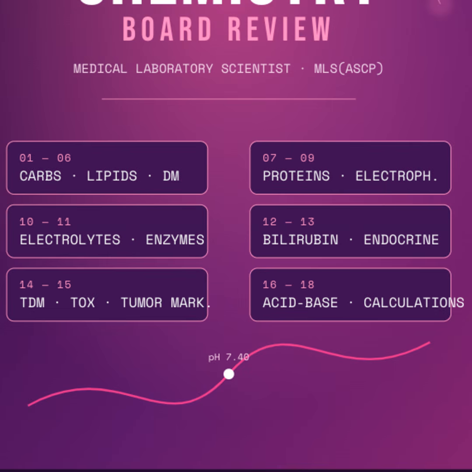The mnemonic for ALP heat stability is crucial. Placental is most heat stable. Bone is most heat labile. Bone burns up the fastest when you heat the serum to 56 degrees Celsius. If the ALP activity disappears after heating, the source was bone. If it remains, it might be placental or liver.